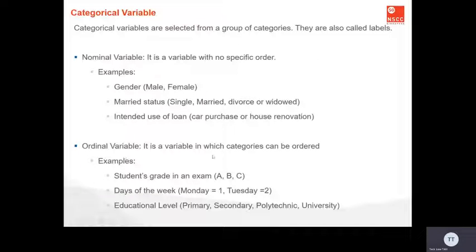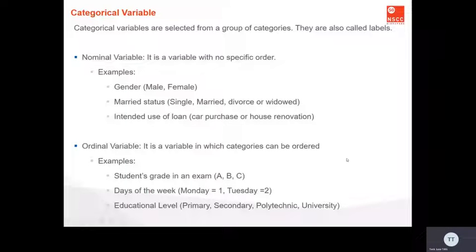An ordinal variable is a variable in which categories can be ordered. For example, student's grade in exam can be A, B, or C. Days of the week, Monday equals 1, Tuesday equals 2. And then education level, primary, secondary, polytechnic, or university.